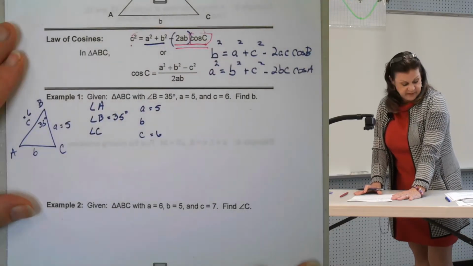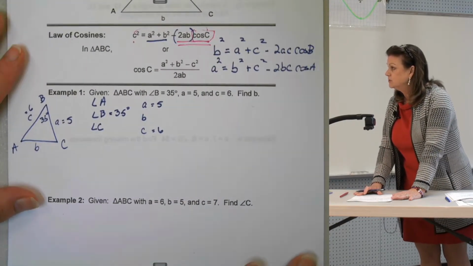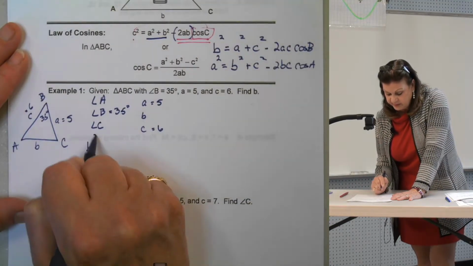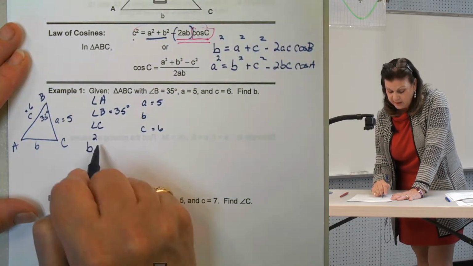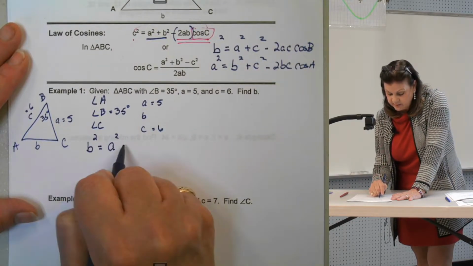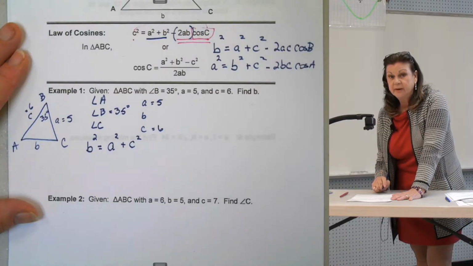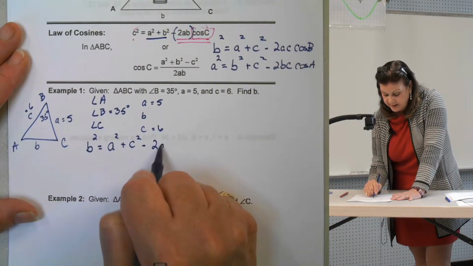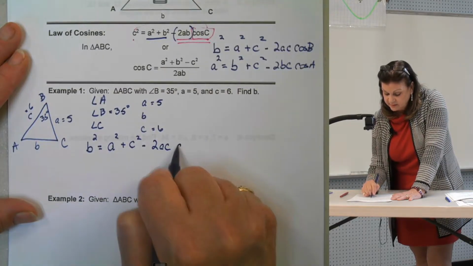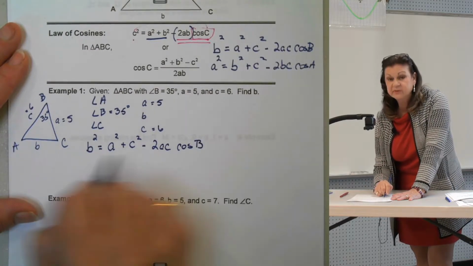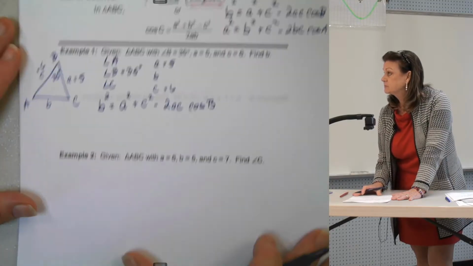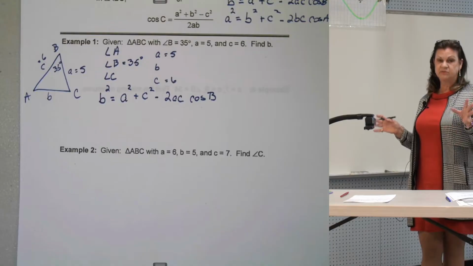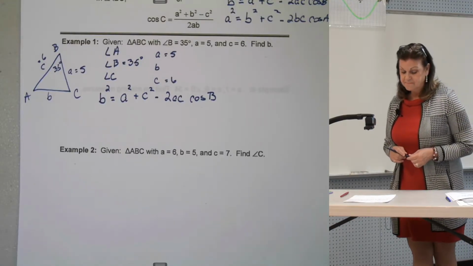So we're trying to find b. That's your leading indicator right there. So we're going to start with, okay, well, if I'm trying to find b squared, I know that's a squared plus c squared, and then I remember minus 2, these two pieces here, ac, and then all that gets multiplied by the cosine of the piece here, b. So there's our initial equation: b squared is a squared plus c squared minus 2ac cosine b.